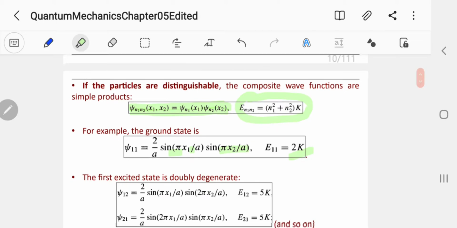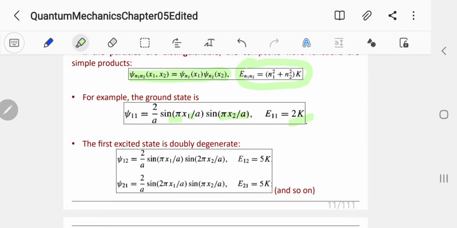For the first excited state, one particle would be excited, so the n there would be 2, say for x2, and for x1, or particle 1, it remains the same, n equals 1. The other excited state would be for the first particle x1, n equals 2, and the second particle x2, n equals 1. The energy for both of these would be 5k, because that's 1 squared plus 2 squared equals 5. It's equal to 5, not 5 squared.